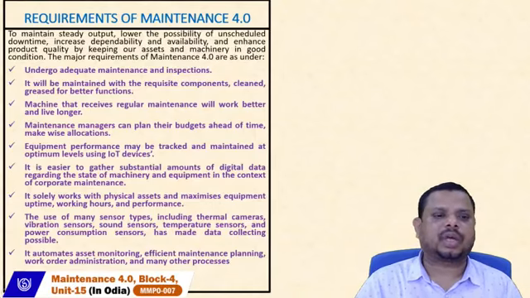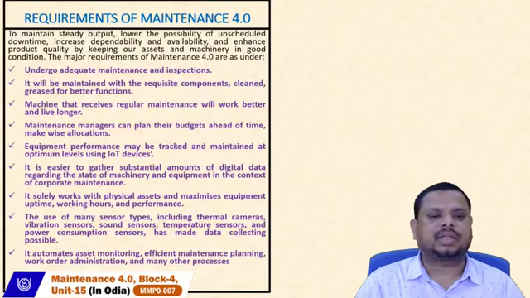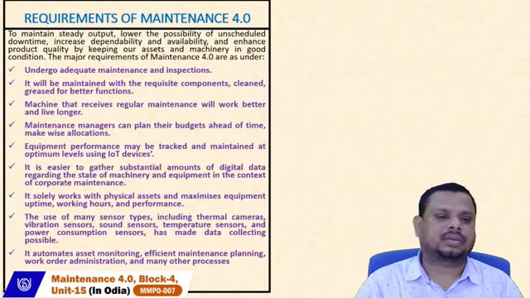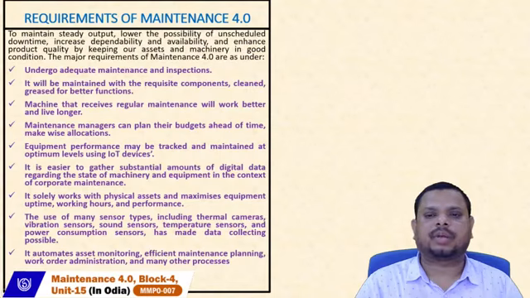So I repeat, the first one is regular maintenance inspections. The next one is tightening the components, cleaning and lubrication. Automatically, regular maintenance will enhance the better and longer life of equipment. The next is to plan the budget and make wise allocations. The next is to track and maintain the optimum level by using IoT based technologies.